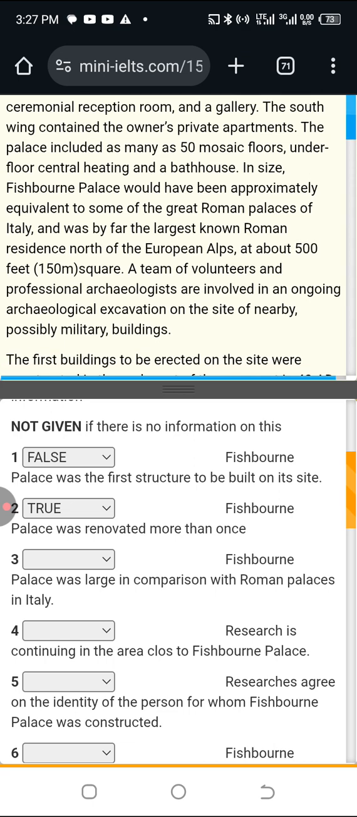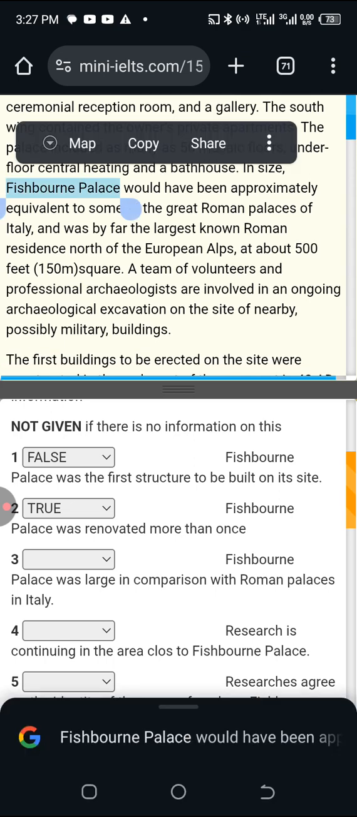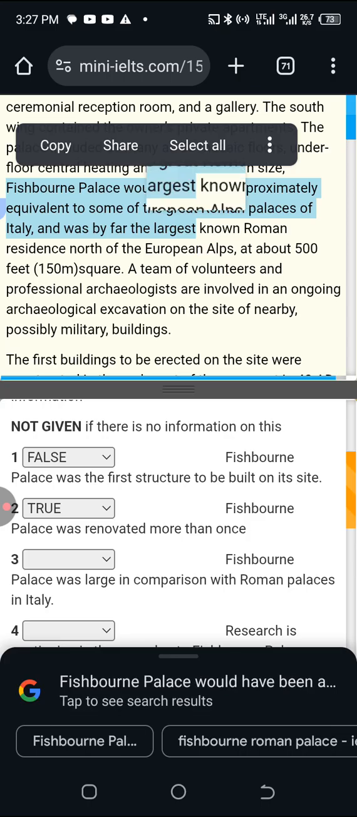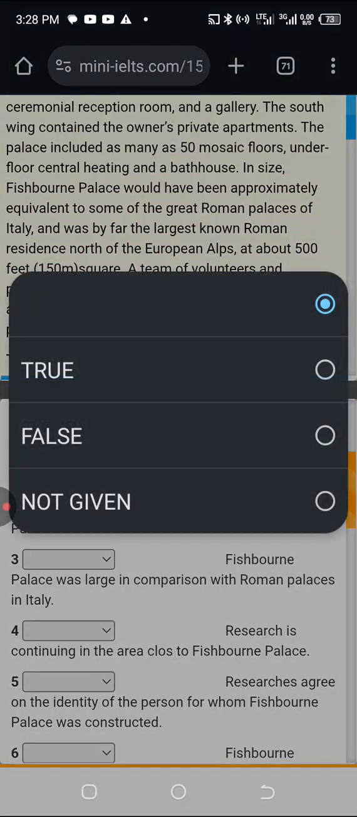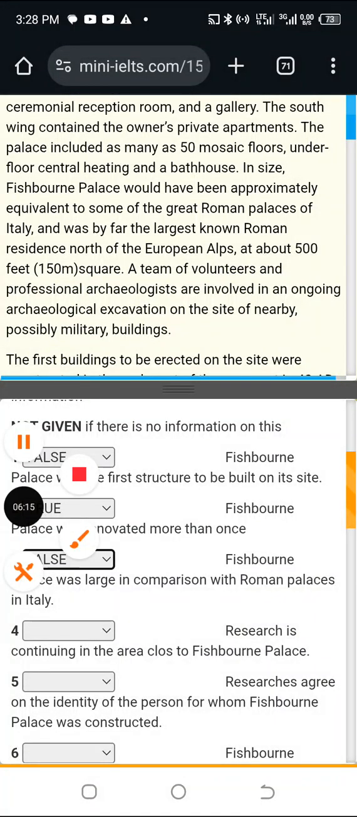Fishbourne Palace would have been approximately, hold on, now pay attention here. See this part I've highlighted. Fishbourne Palace would have been approximately equivalent to some of the great Roman palaces of Italy. Look at statement 3. Fishbourne Palace was large in comparison with Roman palaces in Italy. Statement 3 says large. The passage says approximately equivalent. That's something like they are of the same size, most likely. So this number 3 is going to be false. I'm going to pick false for number 3.